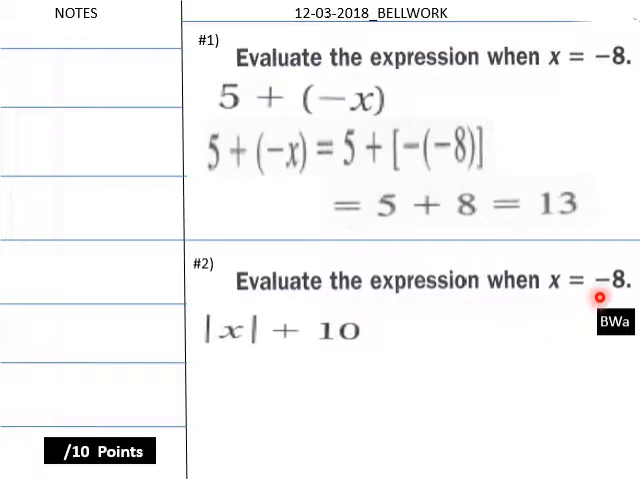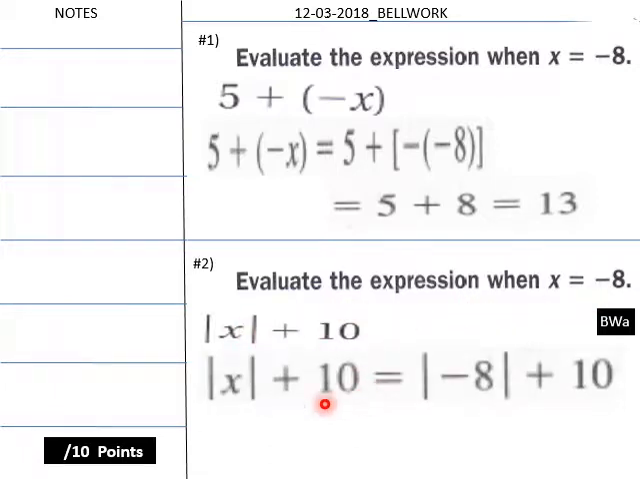Then down here, when x equals -8, we put in -8 for the absolute value. What's the absolute value of -8? It's positive 8. Plus 10 would be 18. So that would be your solution for number 2.